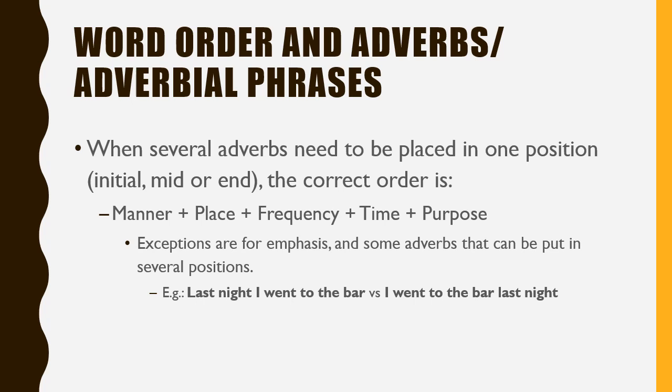When several adverbs need to be placed in one position, the correct order is manner, place, frequency, time, and purpose. Exceptions are of course for emphasis and some adverbs that can be put in several positions. So an example might be, last night I went to the bar versus I went to the bar last night. Now both of these sentences are correct, where the first one puts the emphasis on that it happened last night. Normally, you would use the second form for a regular sentence.